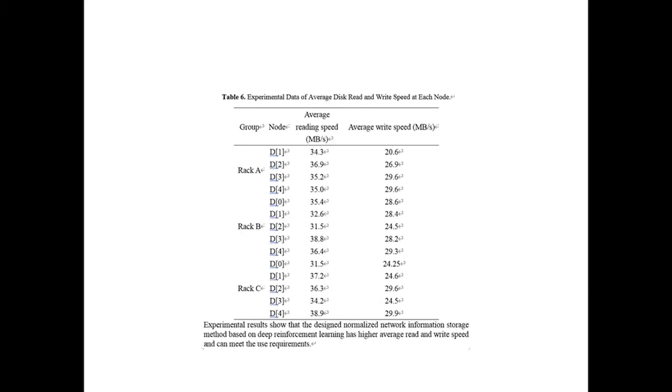Experimental results show that the designed normalized network information storage method based on deep reinforcement learning has higher average read and write speed and can meet the use requirements. Now, we go to conclusions.